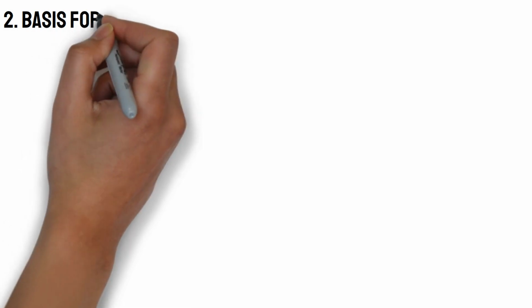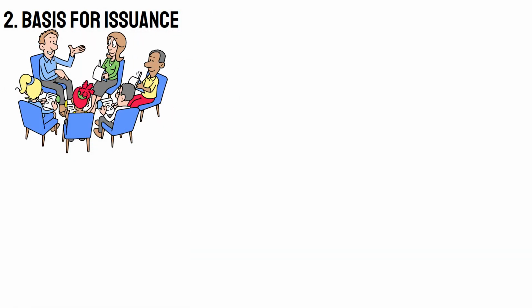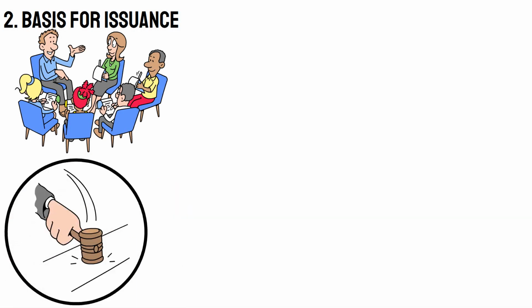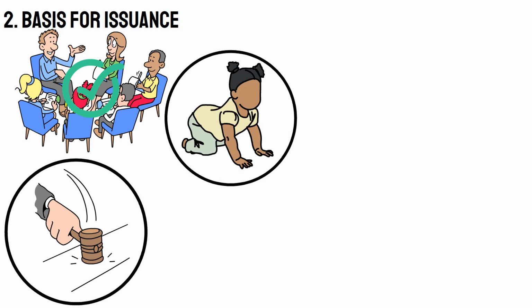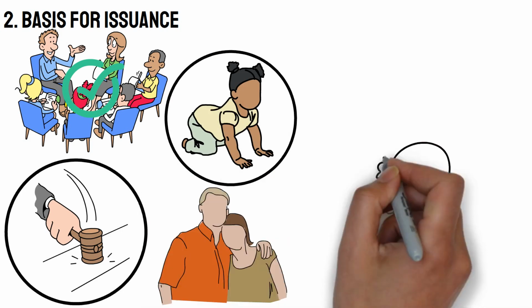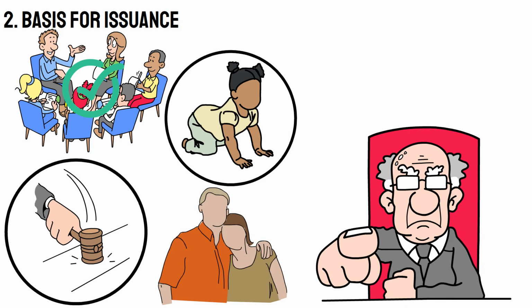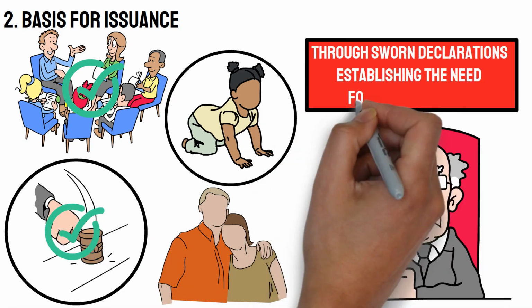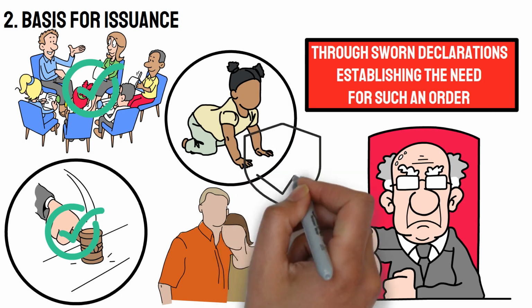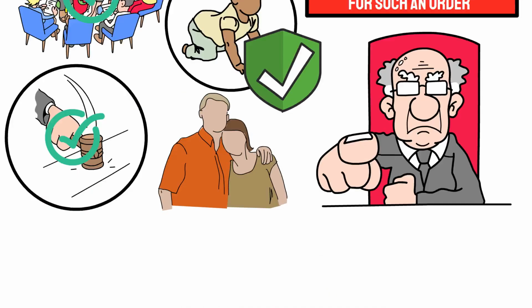2. Basis for issuance. Exclusion orders may be requested by parties involved in the dependency case, such as social services agencies, attorneys representing the child or parent, or the child's guardian ad litem. The court may issue an exclusion order based on evidence presented during hearings or through sworn declarations, establishing the need for such an order to protect the child's safety and best interests.